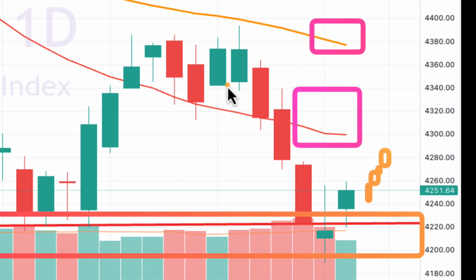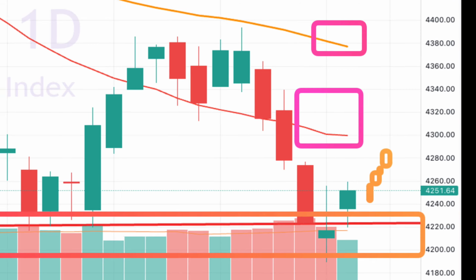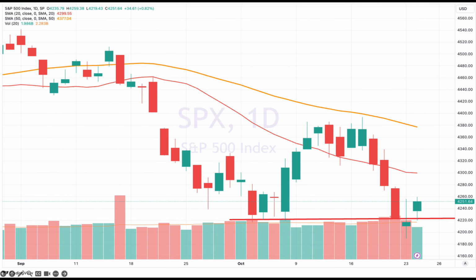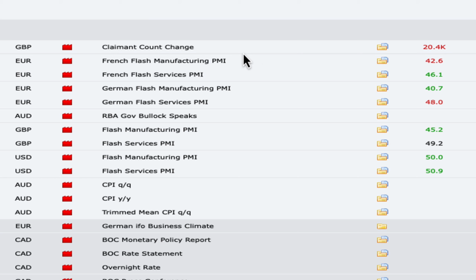Overall, I think if you are a trend trader, you need to be patient in these sort of movements where we get these rallies in the shorter term. But as long as we stay below these levels, we are still on a slippery slope in the equity markets. Now, looking at the data, you can see that we are seeing a lot of data, especially today and tomorrow.